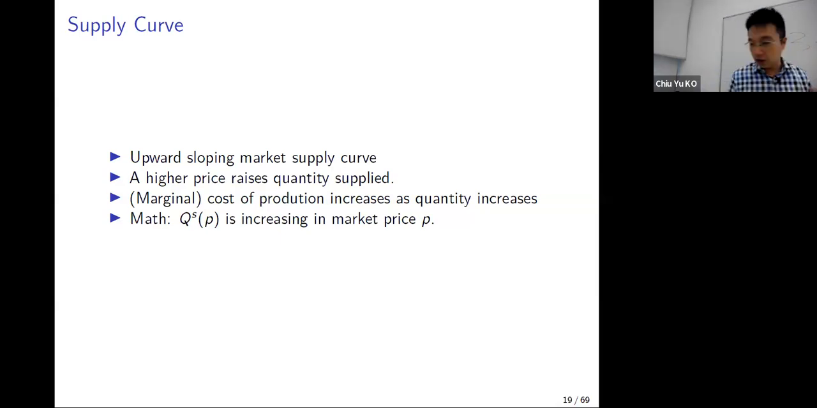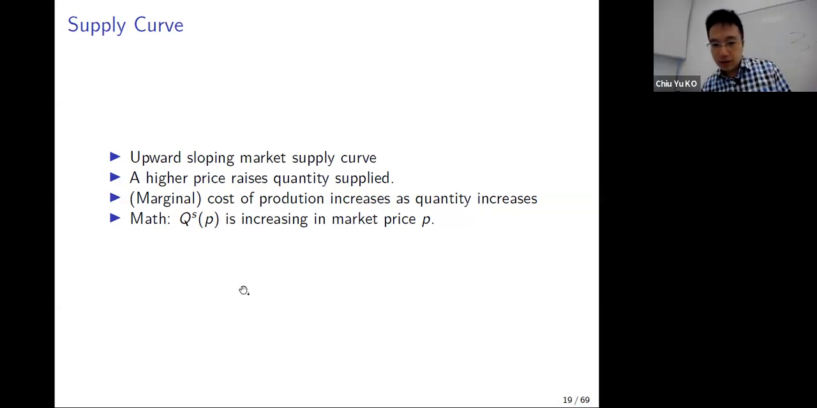So basically the supply curve, as you will see in the next class, comes from the cost of production. Basically the cost structure determines the supply curve, and people's preferences determine the demand curve. That is how we will explain it in the next class, the cost structure.